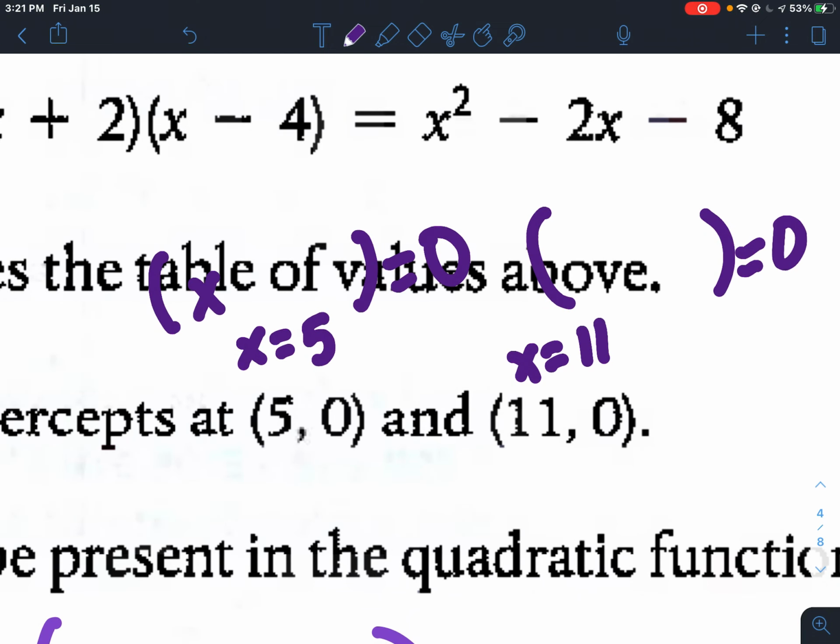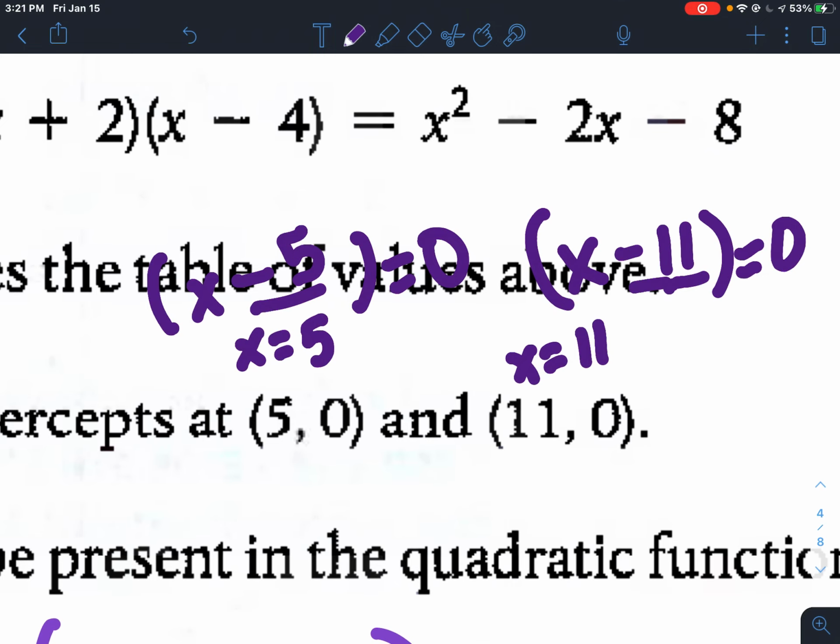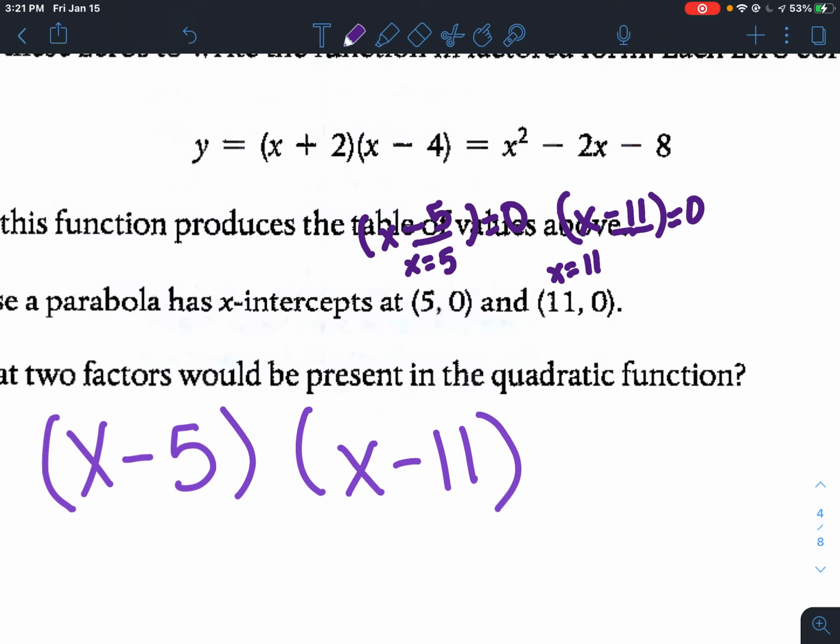Remember, we have an x and an x. What would go here and here to make those x values true? Well, -5 and -11. That's how I got those answers. I'm working backwards. So let me get rid of all that before we move on. All right, perfect.